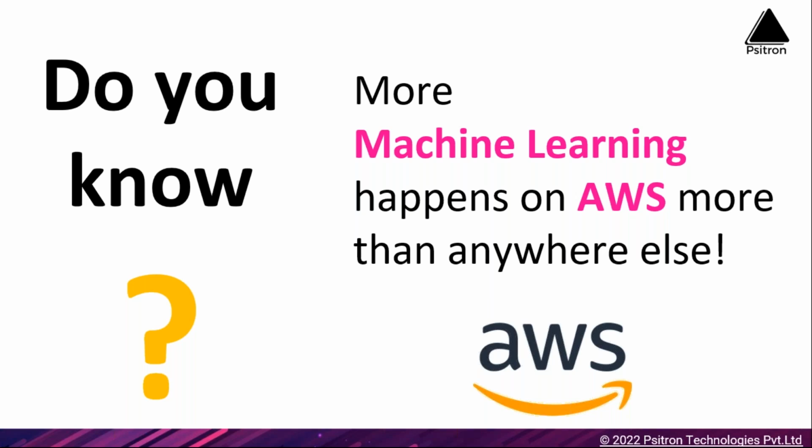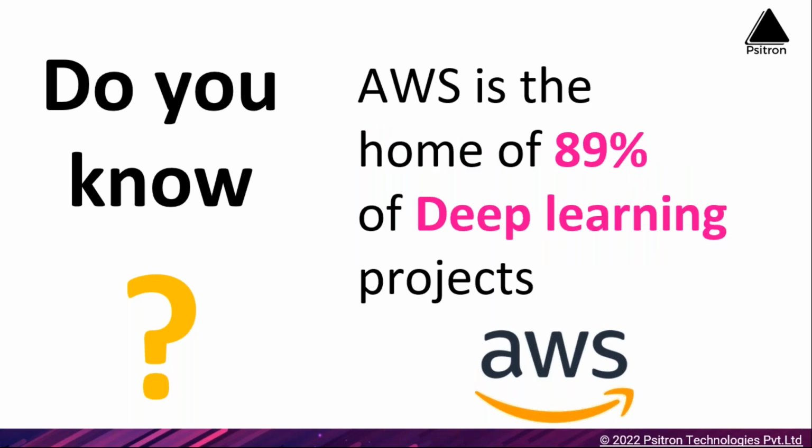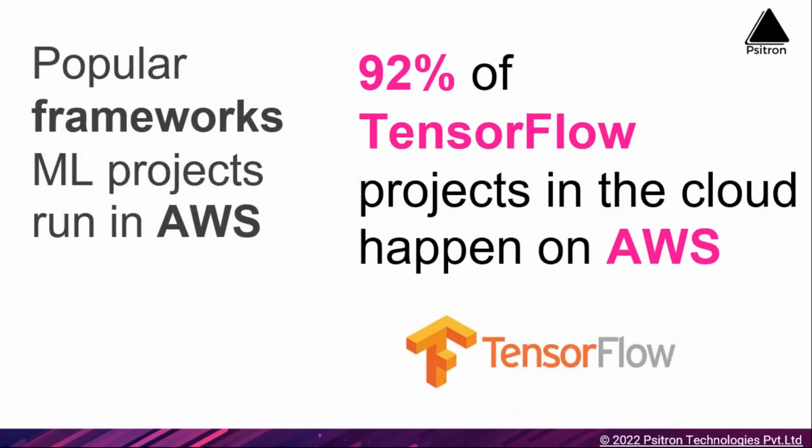Here are more stats. If you see, AWS is the home for 89% of deep learning projects. Just consider any deep learning framework, it may be TensorFlow, PyTorch, Keras, whatever you name it on top of deep learning. 89% of deep learning projects happen on AWS. Let's talk about very famous ML frameworks like TensorFlow. You won't believe it, 92%, that's a huge number, 92% of TensorFlow projects are happening on AWS.